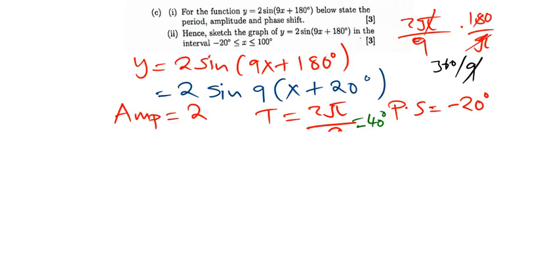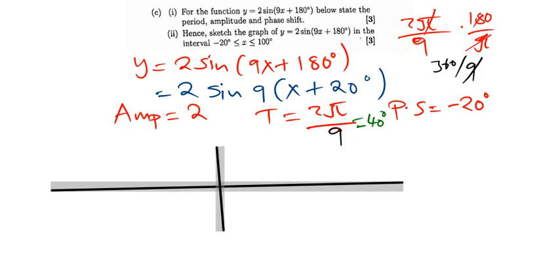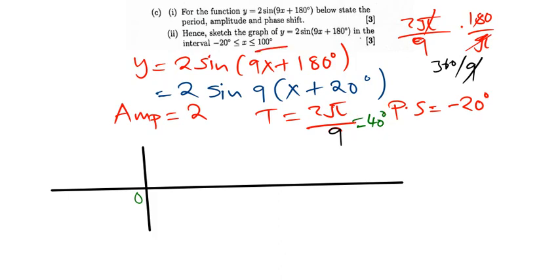So let's try to sketch now. We want to sketch from negative 20 all the way up to 100. Okay, so working with degrees, remember that everything is supposed to be done within 40. So we're going to do a trick. Since we've got 40, how many 40s do we have in 100? That's 2, right? So let's do 2 full curves.